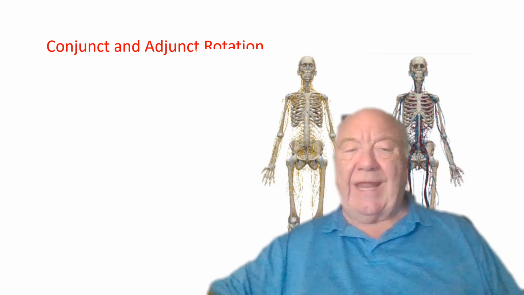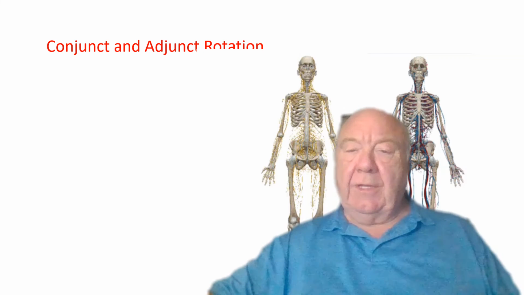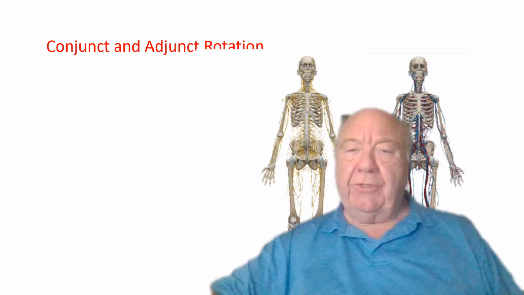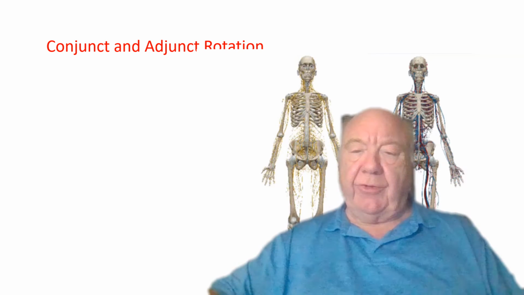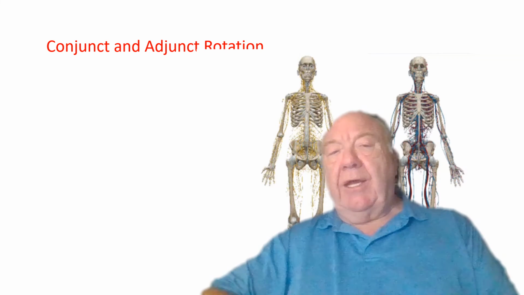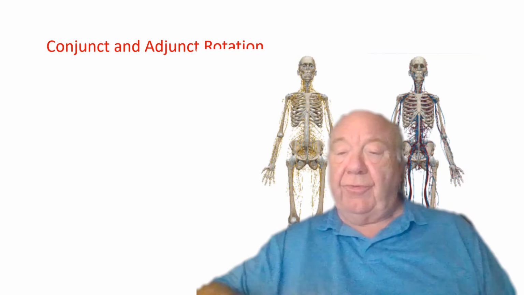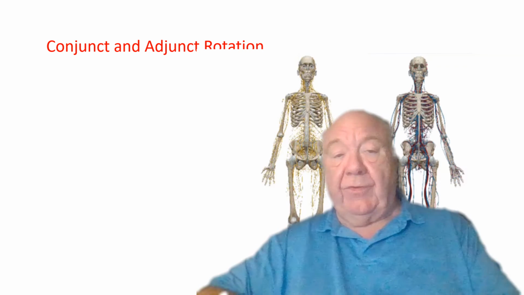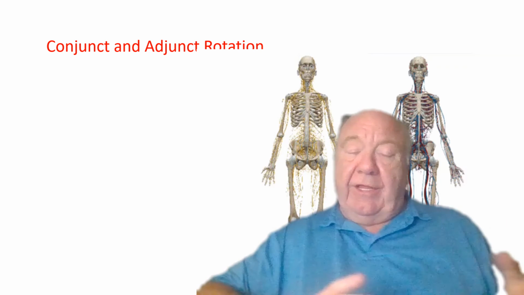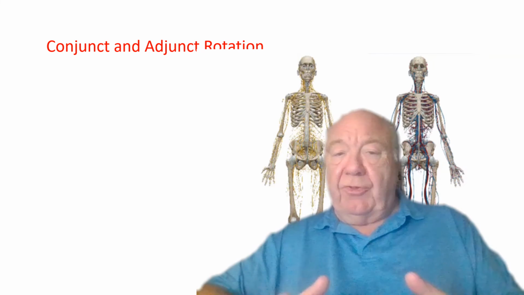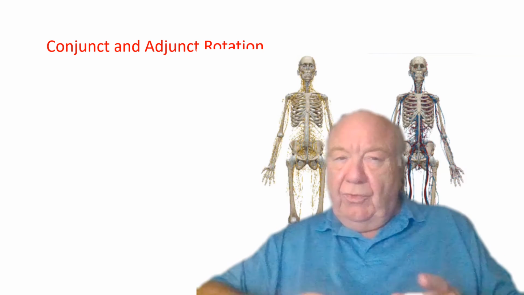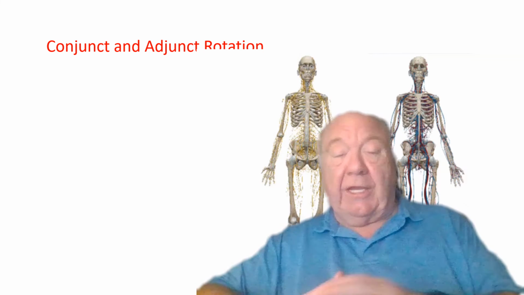Conjunct and adjunct rotations. Conjunct rotations occur because of the shape of the joint surface. It's not a volitional movement. You don't intend doing it. It just occurs because of movement over a curved surface. The next video I'm going to show you will be me demonstrating Codman's paradox, which shows these rotations perfectly, actually.